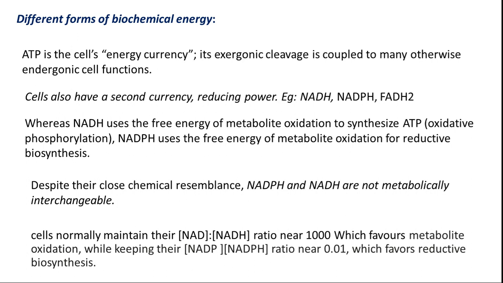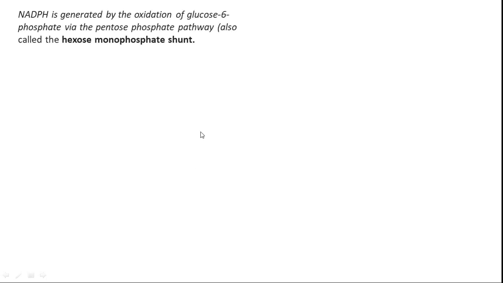In this way, we are able to produce both. Through the electron transport chain, the burning of oxygen is facilitated by initiating the electron transport chain using NADH, whereas NADPH is used for reducing biochemical reactions. NADPH is generated by oxidation of glucose 6-phosphate via the pentose phosphate pathway, and this is also called the hexose monophosphate shunt or HMP shunt.